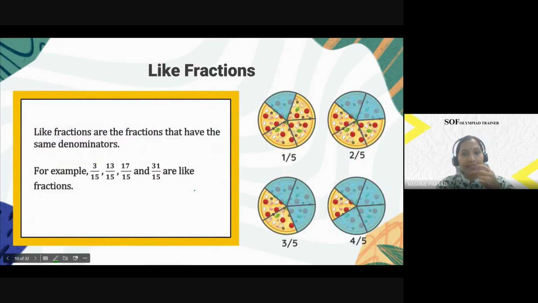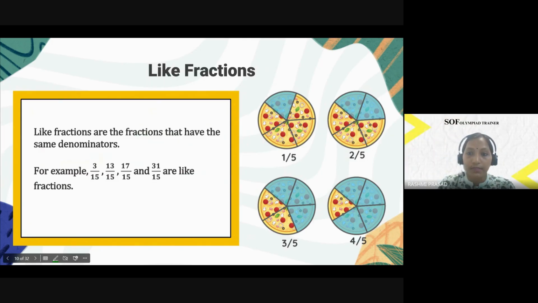Okay. Next, pizza. I think everyone loves pizza. So forget about the concept. It's pizza, guys. So next concept is like fractions. What do you mean by like? Where the denominator is the same. In a fraction, if the denominators are same, then these fractions are called like fractions. Very simple concept, right? Now look at the example of pizza.